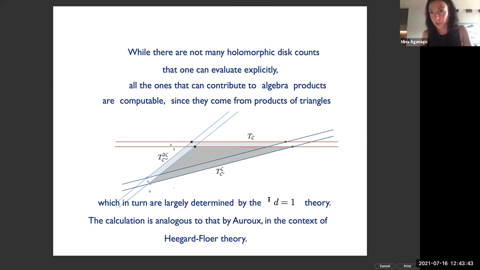If you think of Heegaard-Floer theory as a theory of fermions, ours is a theory of anyons on the Riemann surface. So while there aren't many holomorphic disk counts that one can evaluate explicitly, all the ones that contribute to the algebra products are computable because they come from products of triangles, which are largely determined by the d equal to one theory. The calculation is entirely analogous to that by Ozsváth and Szabó in the context of Heegaard-Floer theory. In particular, there are no funny disks passing through punctures that contribute.